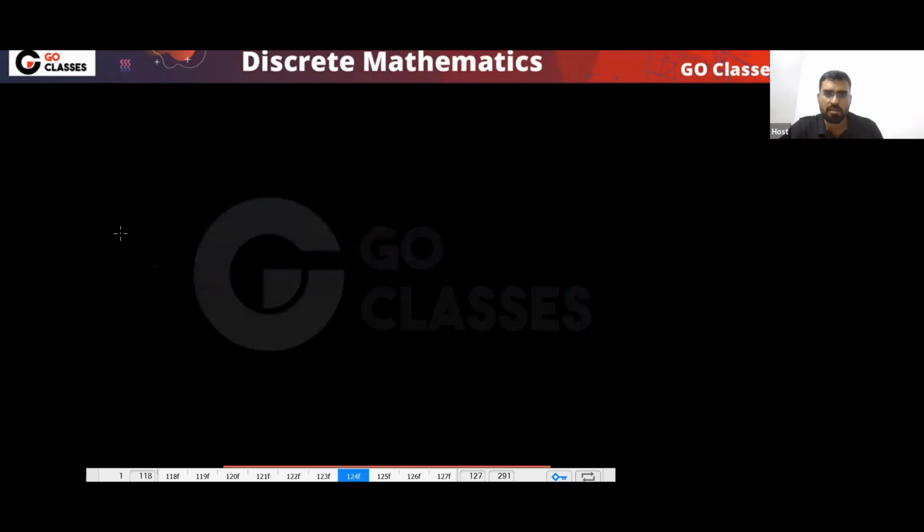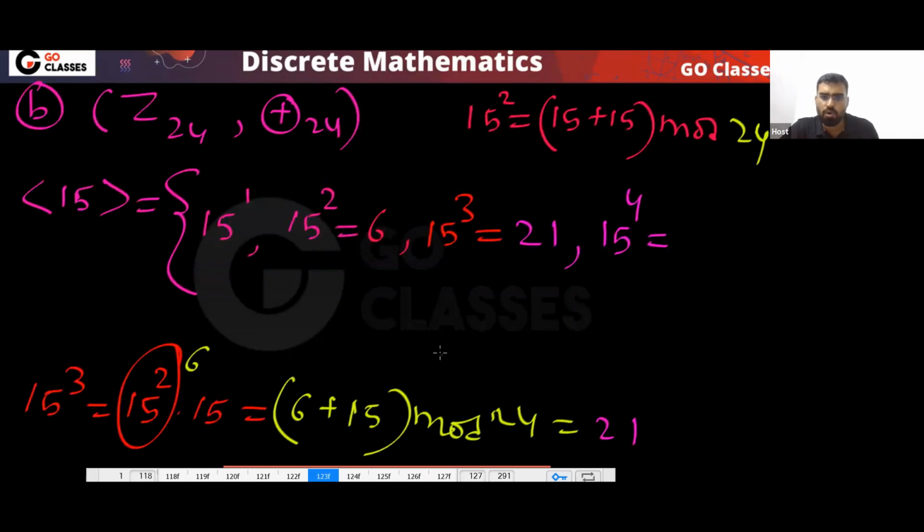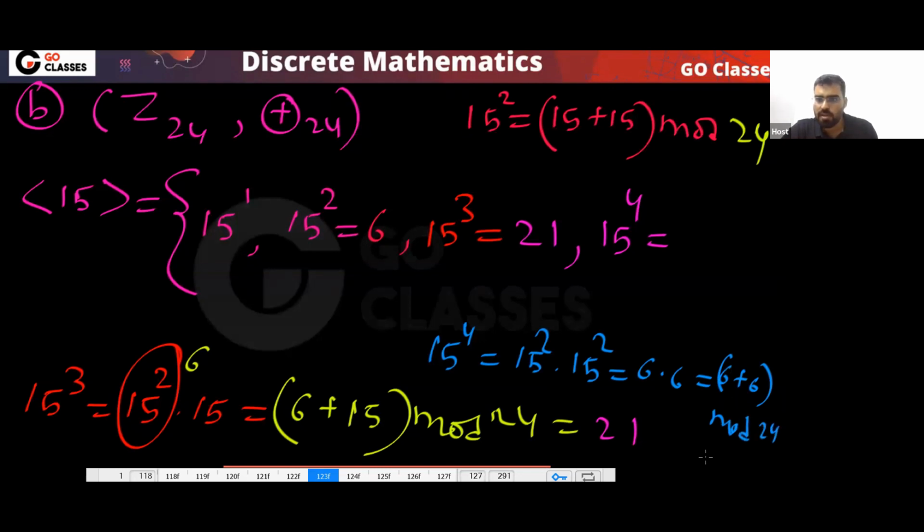So how will you find 15 power 4? Don't do any extra work. Just take 15 power 3, which is 6, so that will be 6 plus 6 mod 24. Please don't do extra work. So that will be 12.